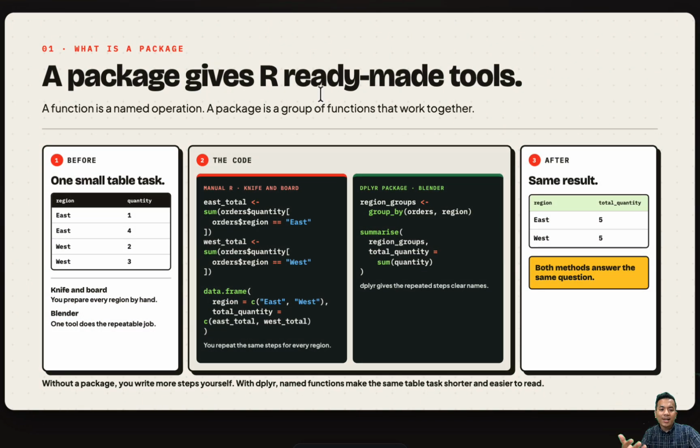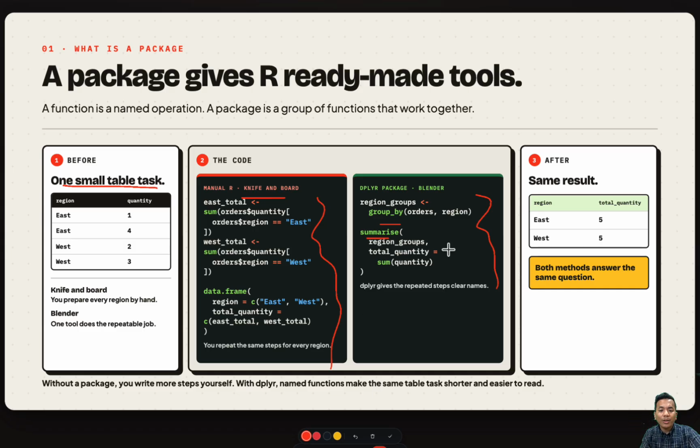Now, this is an example of packages. Let's say you have one small table task, and you just wanted to do grouping, group by things. So you have two different codes. This one, if you are using it from scratch without relying on any libraries or packages. But this one, you use the packages. So what we can see here, you use these two functions, summarize and group by. This one, you create everything from scratch.